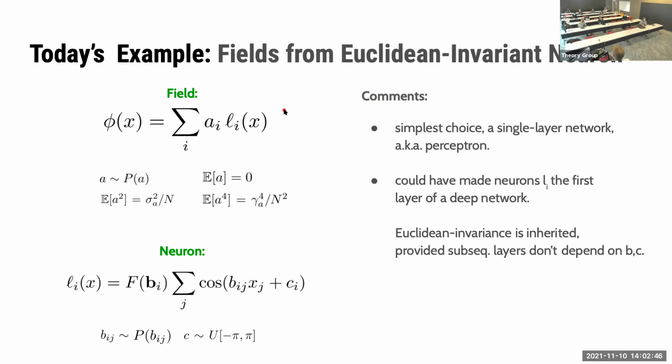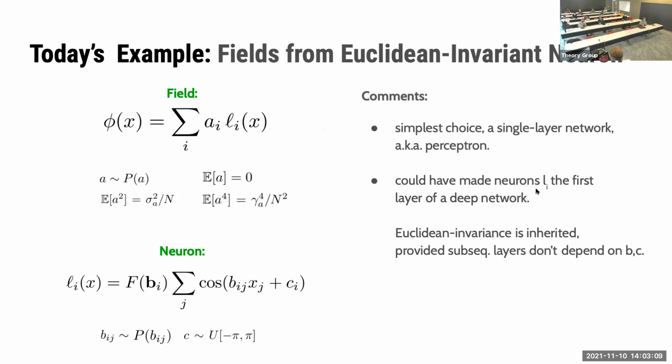This is called a perceptron or a single layer network. Like I said, you could have many neurons and just have L_i be the first layer in a deep network. In that case, the Euclidean invariance that I'm engineering with L_i would be inherited by the entire network, provided that the parameters of the subsequent layers are IID relative to the ones at the previous layer. If they're independent, the Euclidean invariance is inherited.